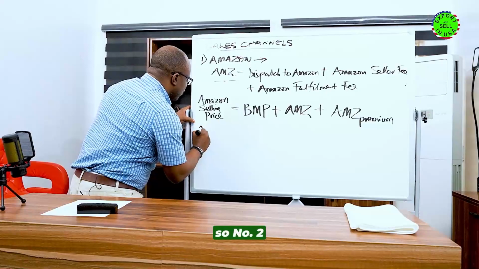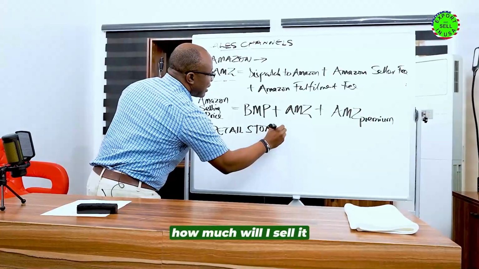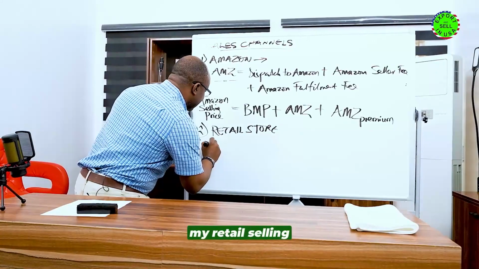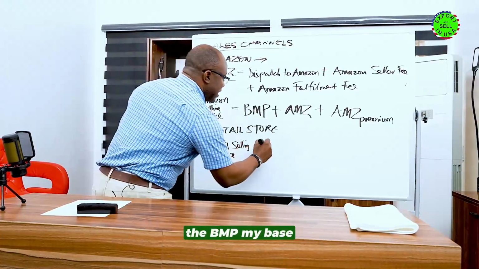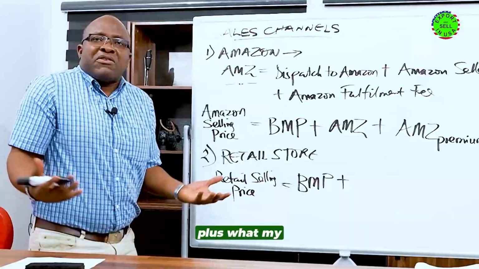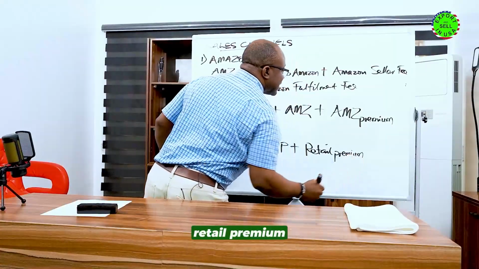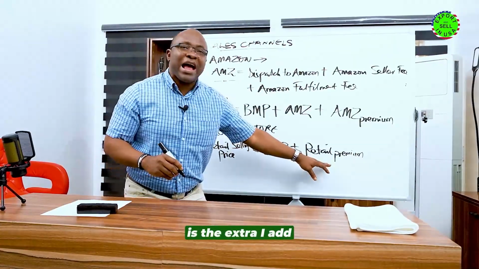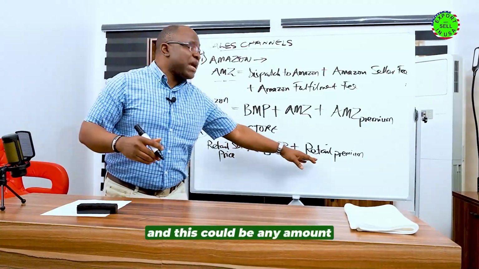So number two, if I were selling it to a retail store, how much will I sell it for? My retail selling price is now equal to what? I'm sure by now you know the BMP, my base minimum price, plus what? My retail markup. I'll call it my retail premium. And again, my retail premium is the extra I add because I'm going into export, right? And this could be any amount.